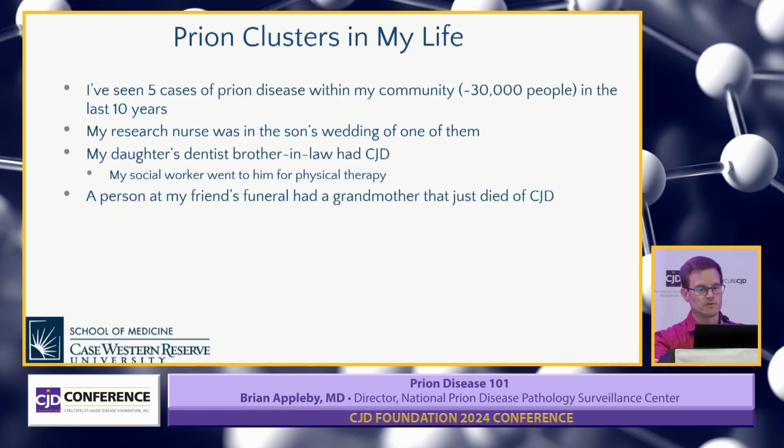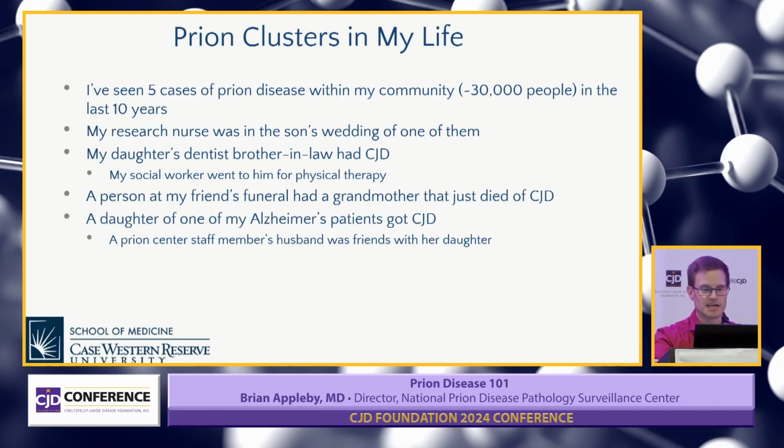I went to a friend's funeral, and when I was there, one of his friends came up to me and said, "My grandmother just died of CJD. I have this autopsy report that I can't interpret. Can you help me?" Completely unrelated to my job. I saw an elderly lady for Alzheimer's disease in my memory clinic. Her daughter actually developed prion disease, and that daughter happened to be friends with someone who works at the Prion Center's husband. A former department chairman's mother died of CJD.